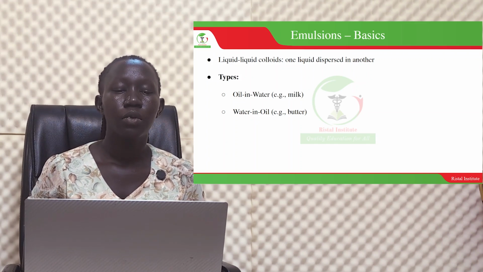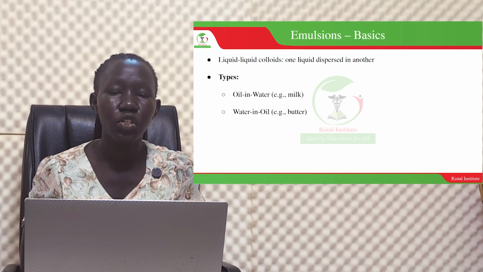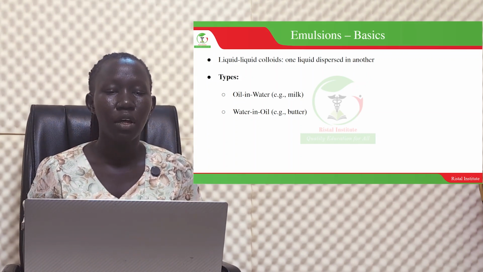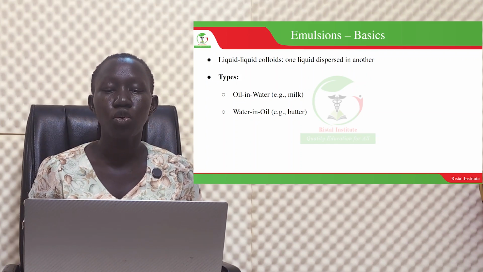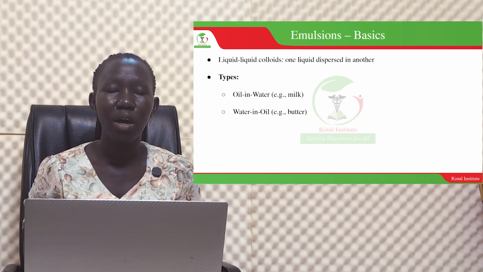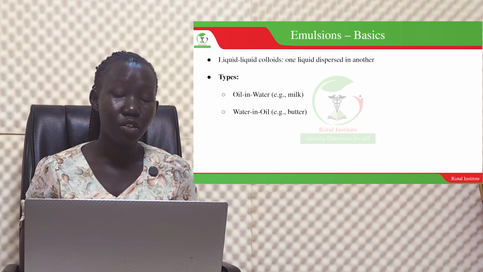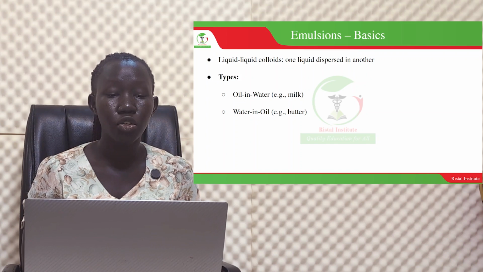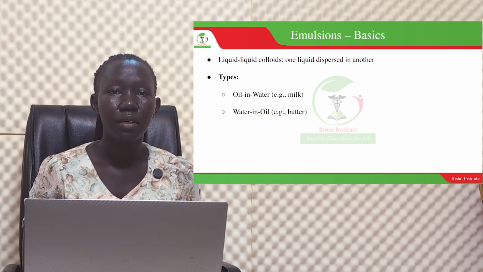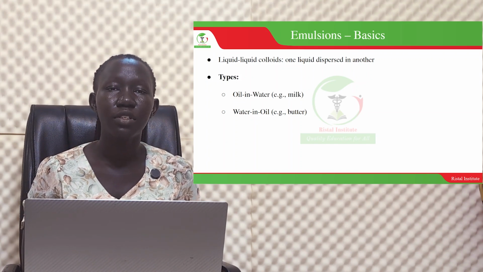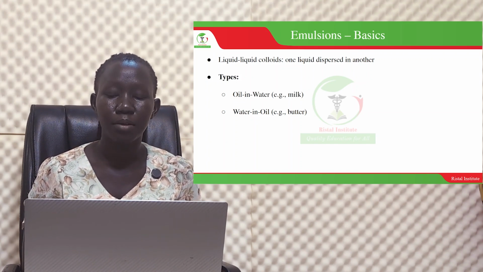Emulsions. Let's look at a few basic concepts involved in emulsions. Emulsions are liquid-to-liquid colloids, whereby one liquid is dispersed in another. In the previous class, we noted that we have two types of emulsions: the oil in water, and the example here is milk. And then we also have the water in oil, an example of which is butter.